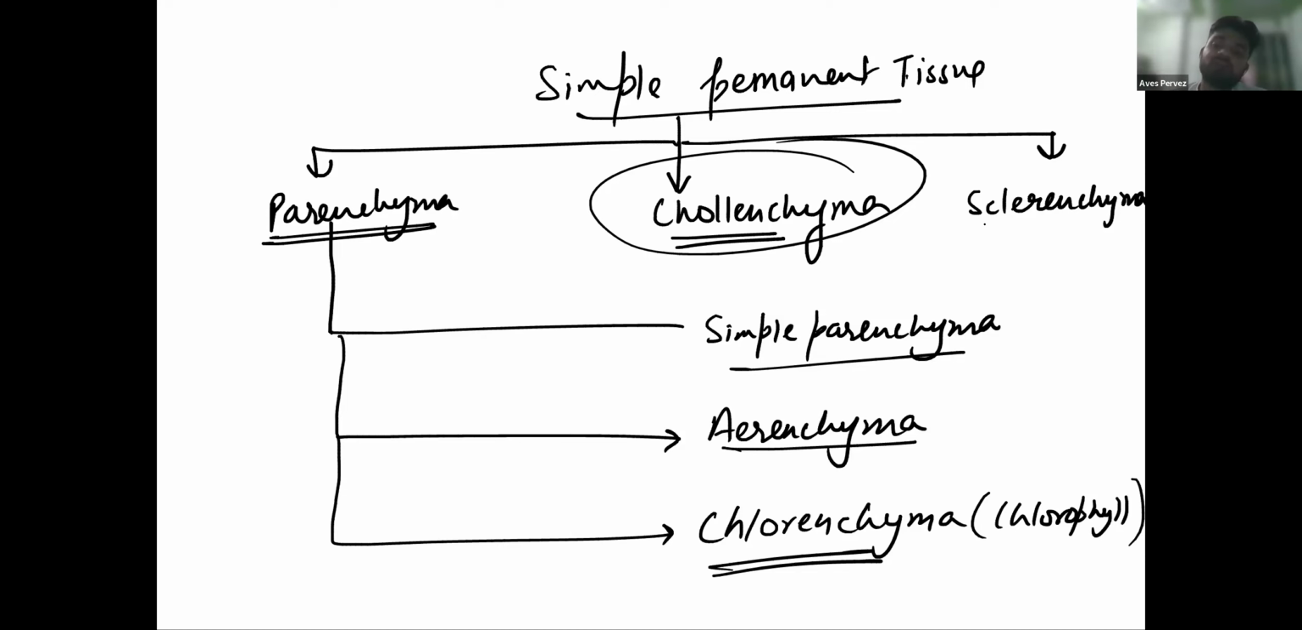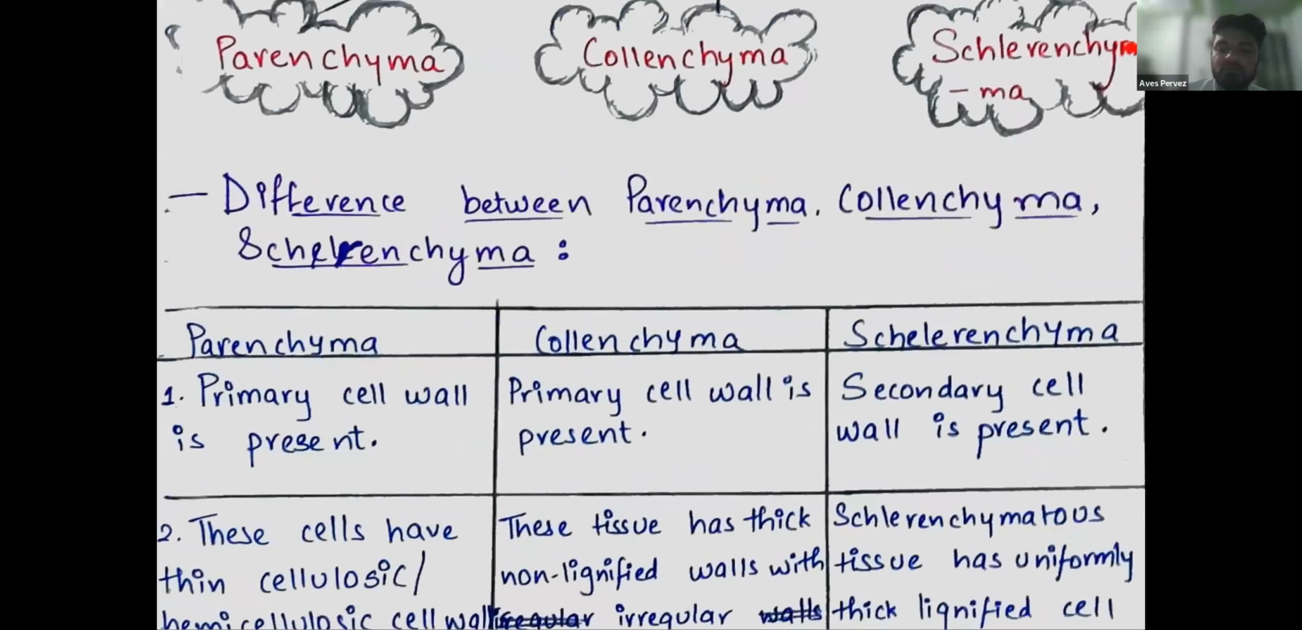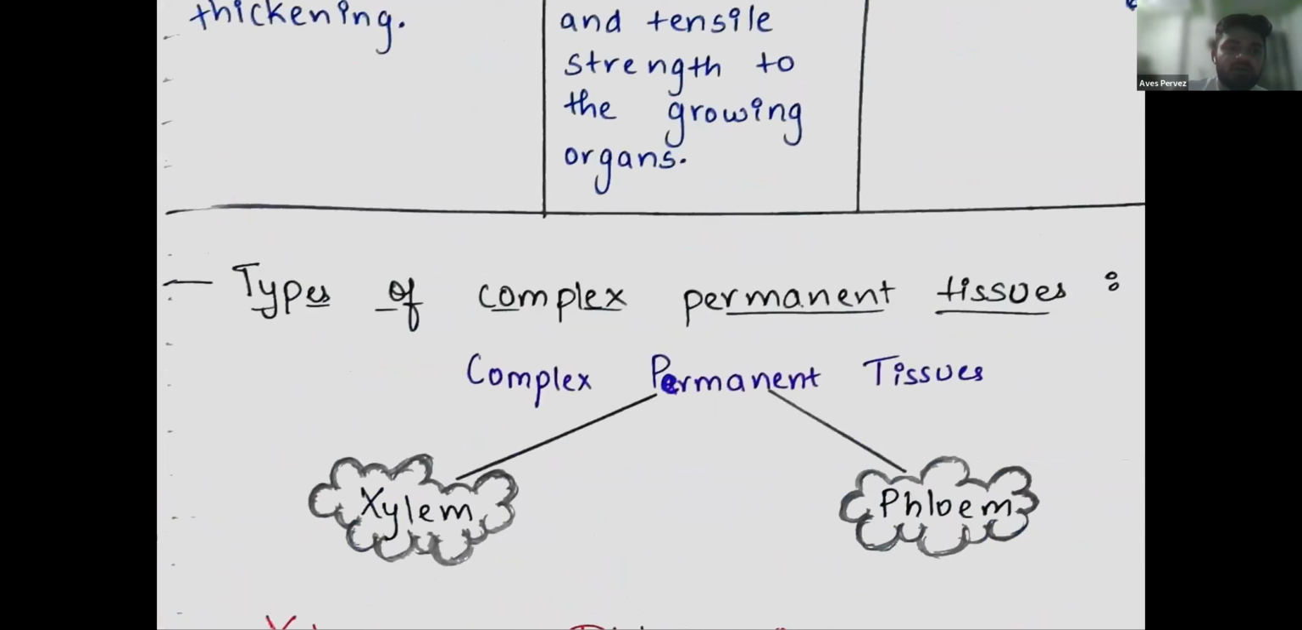And you know that some parts are very hard, like the coconut husk and the shell of the walnut. These are very hard and you cannot break them. These are made up of sclerenchyma tissue, which is completely dead tissue. So let's discuss what parenchyma tissue is. Parenchyma tissue is actually a living tissue. So let's discuss the difference between parenchyma, collenchyma, and sclerenchyma.